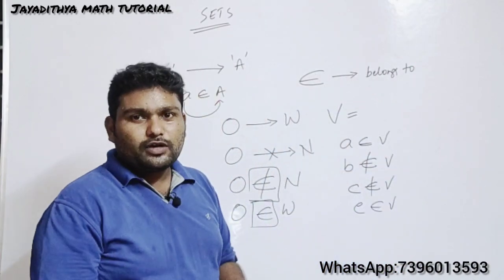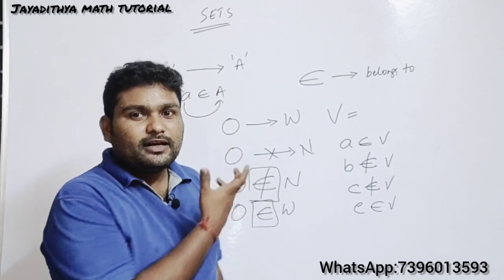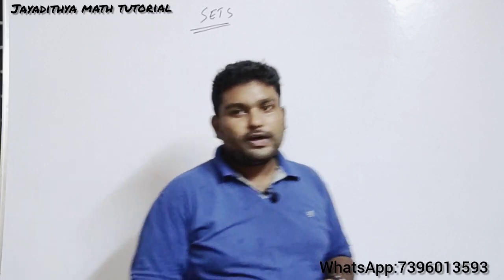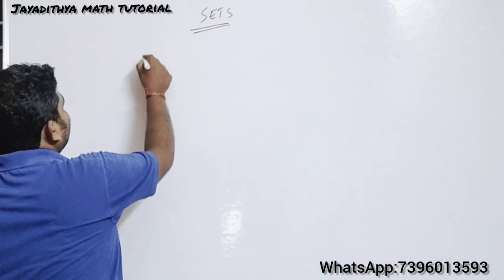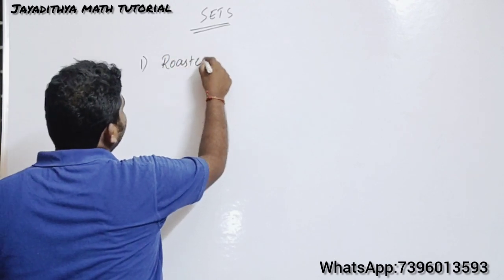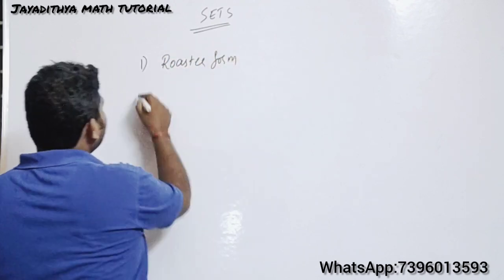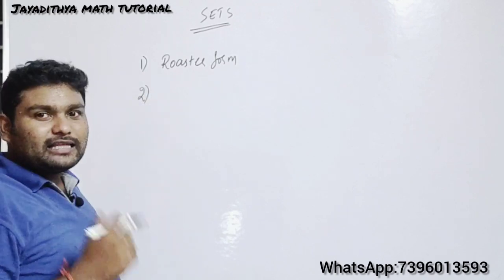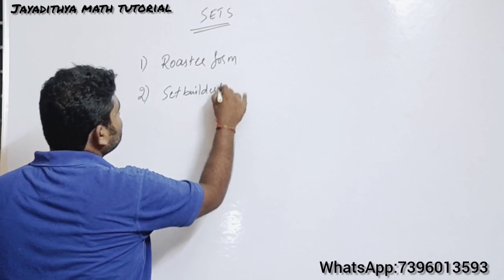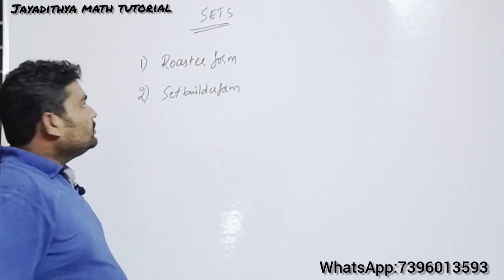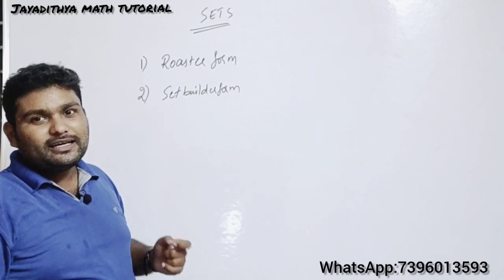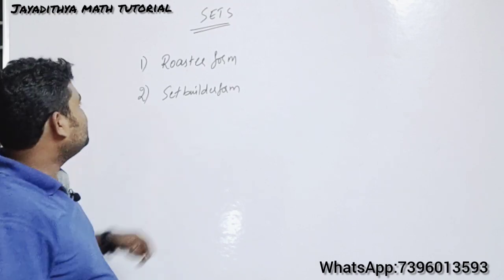Now let us see in how many ways we can represent a set. Let us discuss the methods of representation of sets. The very first one is roster form. Roster form is one method of representation of a set, and the other one is the set builder form. These are the two methods in which we will be representing a set. So let us discuss each one.